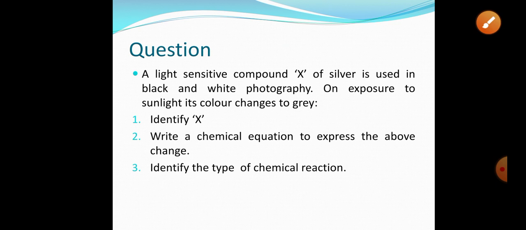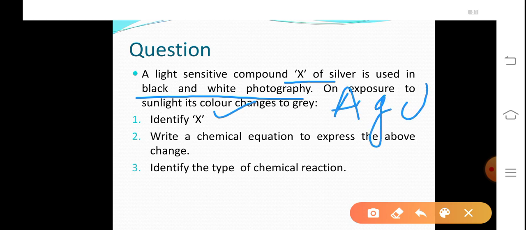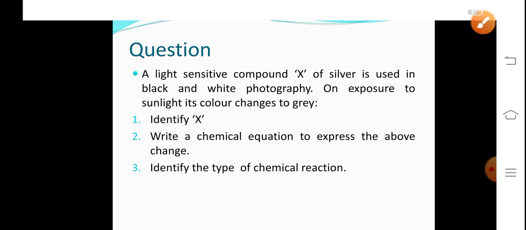Now, what type of questions can be asked from this topic? A light sensitive compound X of silver is used in black and white photography. On exposure to sunlight, its color changes to gray. So we have to identify the compound X. So the compound will be AgCl or AgBr. Write the chemical equation to express the above change.